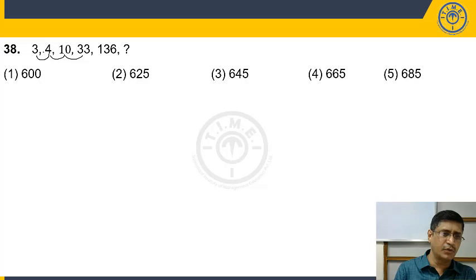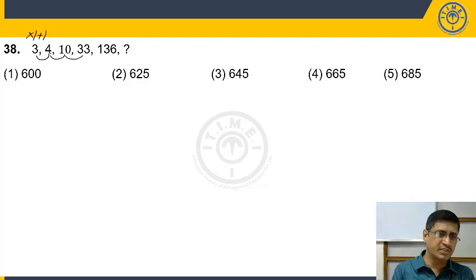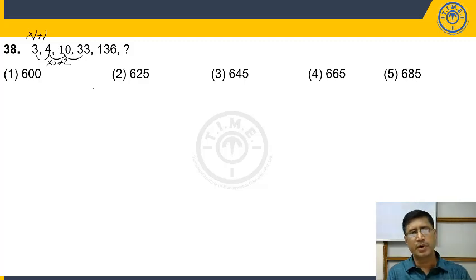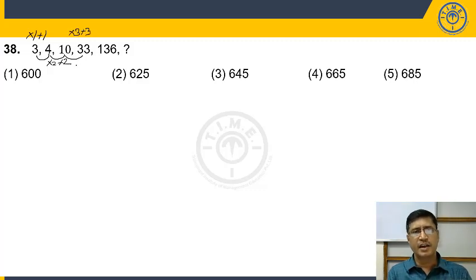If you observe carefully, now 3 into 1 plus 1. 3 into 1 is 3, plus 1 is equal to 4. Now the next one, 4 into 2 plus 2. 2 times 4 is 8. 8 plus 2 is equal to 10. Similarly, the next value, 10 into 3 plus 3. 10 into 3 is 30. 30 plus 3 is equal to 33.